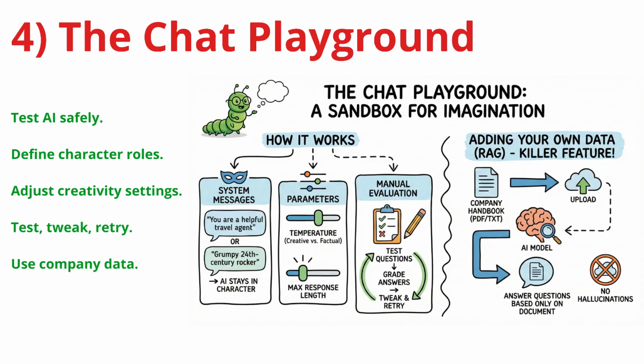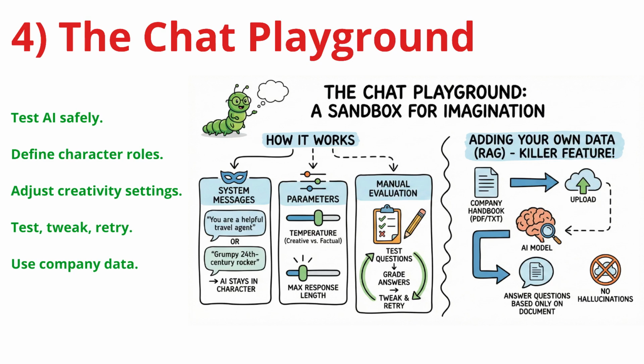Next, you can fine-tune the output using parameters. Adjust sliders like temperature to determine how creative versus factual the responses should be, or set the maximum response length. Then you enter the manual evaluation loop. Test the AI with questions, grade its answers, and if it gets something wrong, just tweak your instructions and try again instantly.